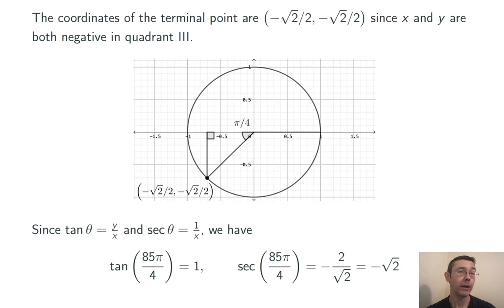Tangent is y over x, so the tangent of 85 pi over 4, the same as the tangent of 5 pi over 4, is 1. And the secant, 1 over x, of 85 pi over 4, so the secant of 5 pi over 4, is going to be negative the square root of 2.